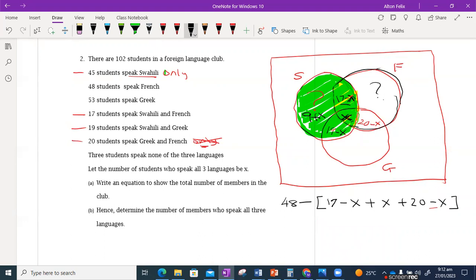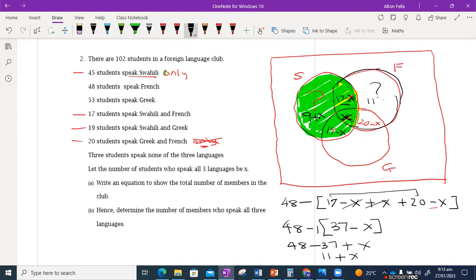So let's simplify that. 17 plus 20 is 37. Minus X will cancel with this plus X. So you're left with 37 minus X. And we do the same thing as we did before. One is understood here. So it's 48 minus 1 by 37, which is minus 37. Minus 1 by minus X is plus X. So this region here, 48 minus 37 is how many? 11, right, plus X. This region here is 11 plus X.